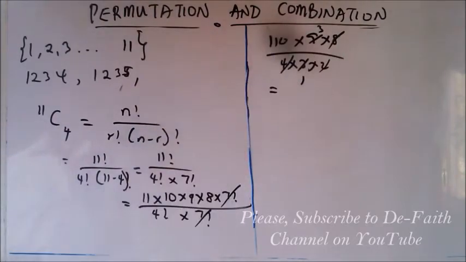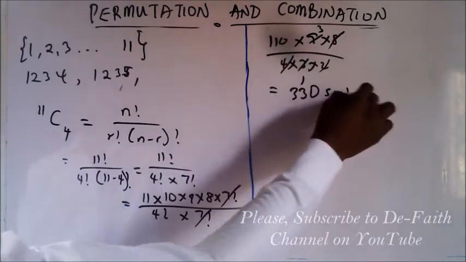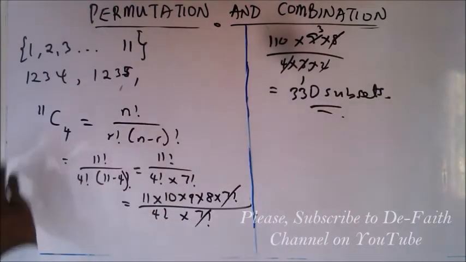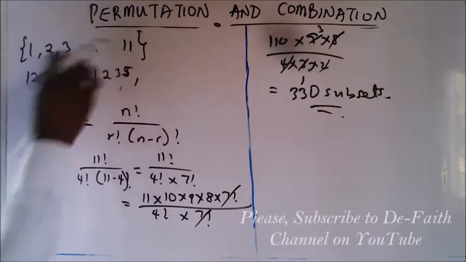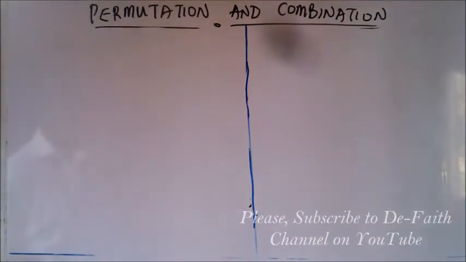And so 110 multiplied by 3, we are left with 330 subsets. And so we can have 4 of each of these arranged from 1 to 11. The next question says that in a box there are 5 black pens, 3 white pens, and 4 red pens. In how many ways can 2 black pens, 2 white pens, and 2 red pens be chosen?